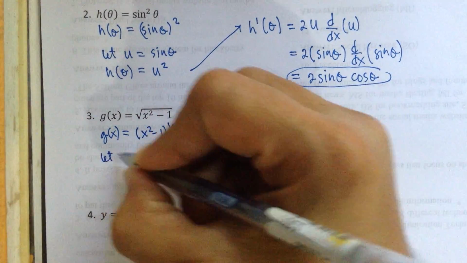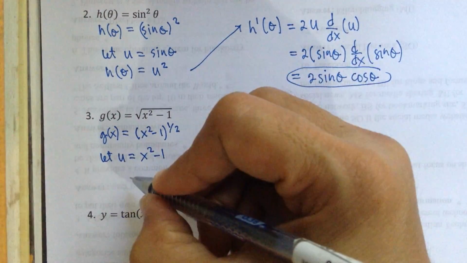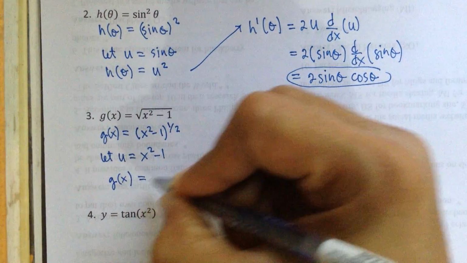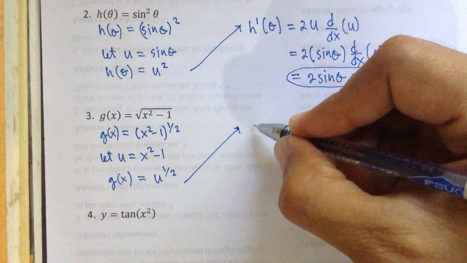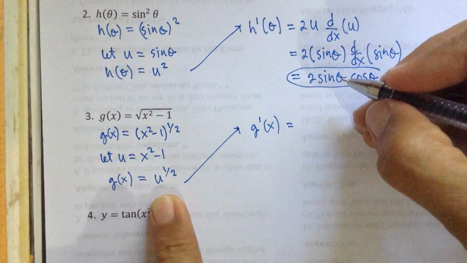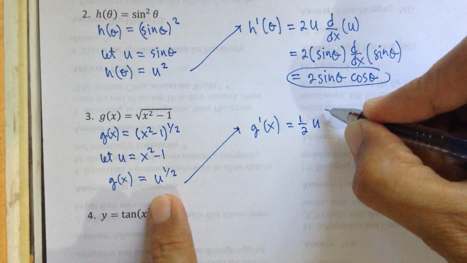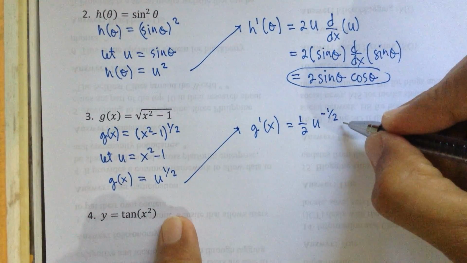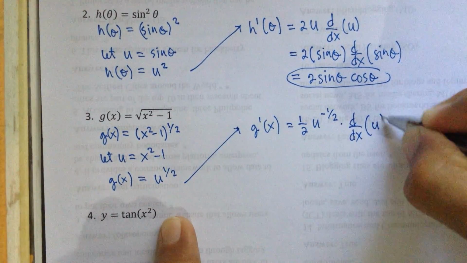So that means that we have to assign for our u x squared minus 1, and then after that express your function in terms of u. So you can write that as u raised to 1/2, and then compute for the derivative. So this will become, following the power rule again, you have 1/2, the exponent, times u raised to 1/2 minus 1 is negative 1/2, times, according to the chain rule, the derivative of your u.